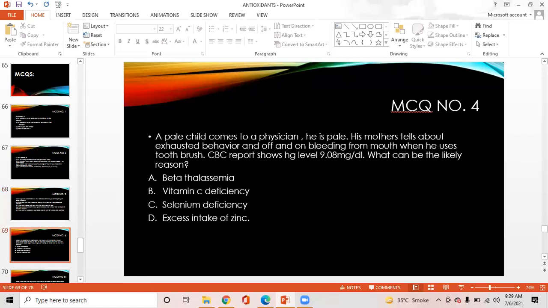MCQ number 4. A pale child comes to a physician. His mother tells about exhausted behavior and on and off bleeding from the mouth when he uses a toothbrush. The CBC report shows a hemoglobin level of 9.8 milligram per deciliter. What can be the likely reason? Beta thalassemia, vitamin C deficiency. Yes, D is the right answer, vitamin C deficiency.